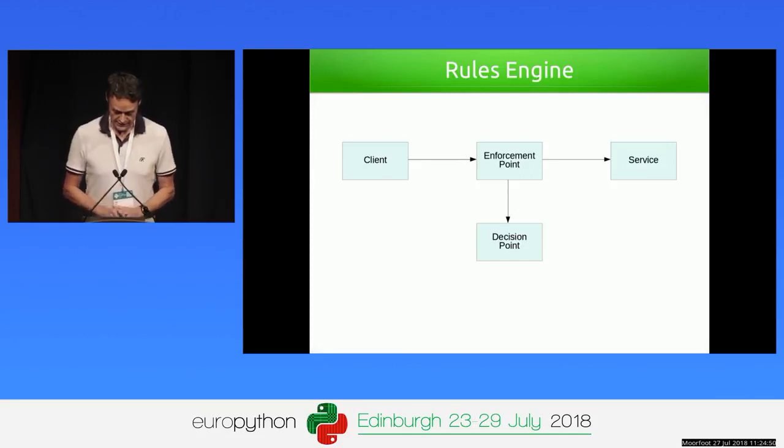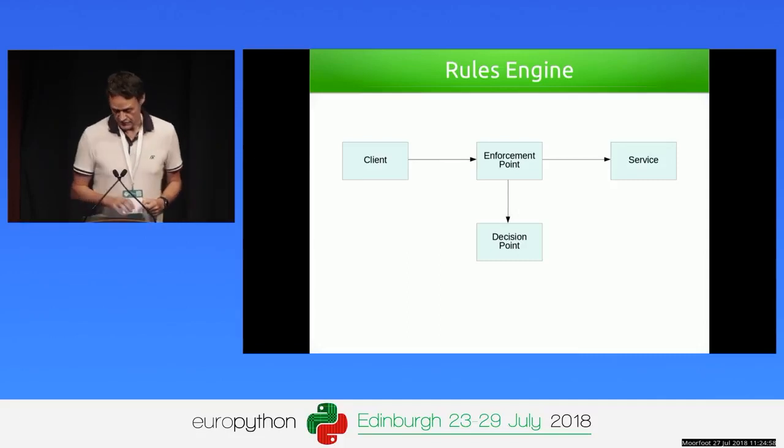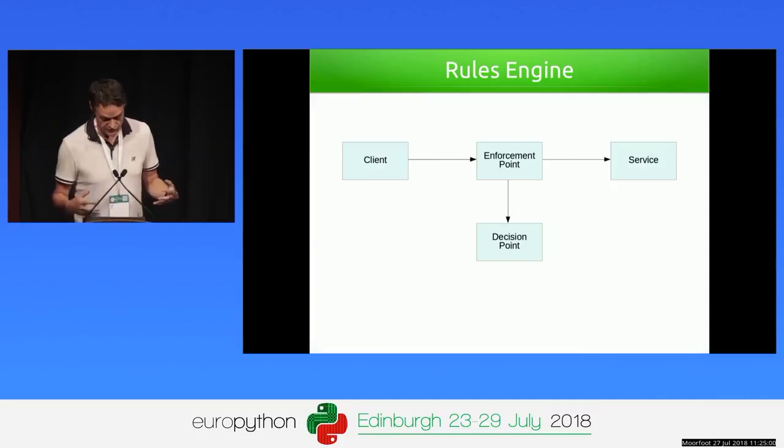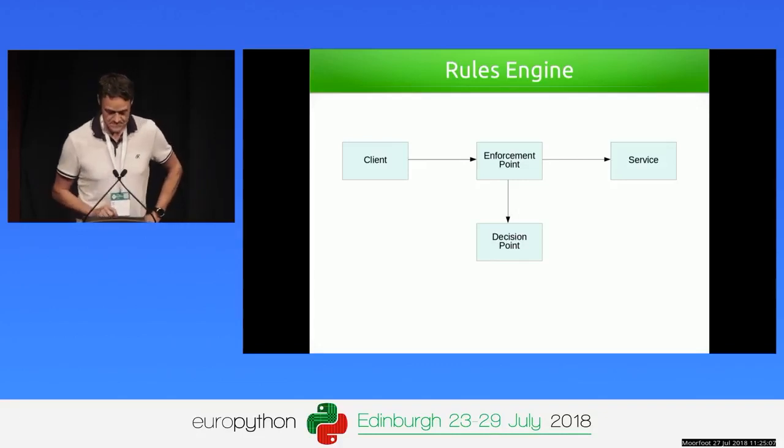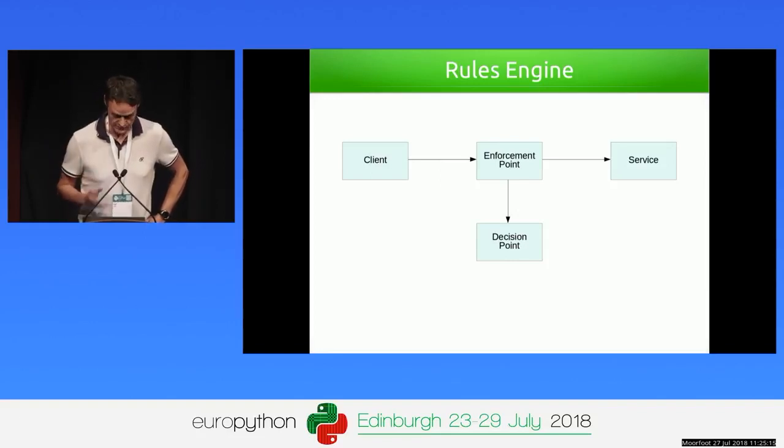We move the actual evaluation, the working out of the answer to that decision request, into a separate component. And obviously, if you have multiple of those channels, that component can be shared. So that's the reason for doing that. So this decision point answers questions like, can client X do operation Y with resource Z? And it says yes or no, permit or deny is the terminology we use.